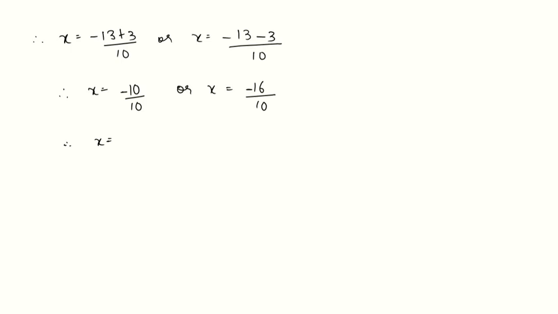Therefore, x is equal to 10 ones are 10, so minus 1, or x is equal to 2 fives are 10 and 2 eights are 16, so minus 8 upon 5. Answer is minus 1 comma minus 8 upon 5 are the roots of the given quadratic equation.